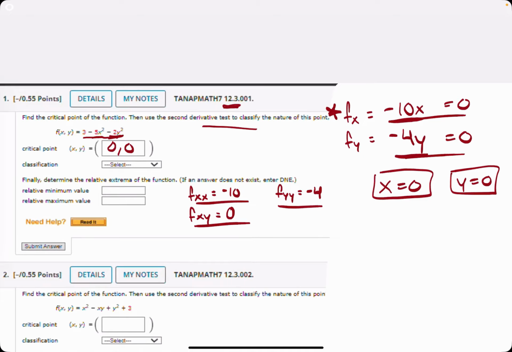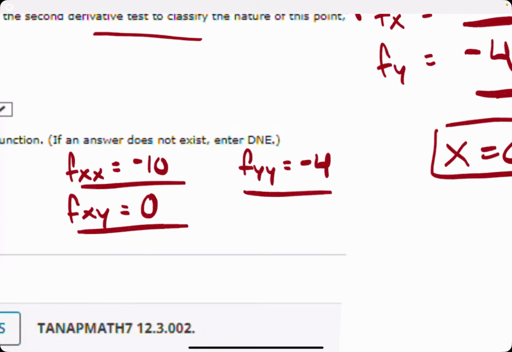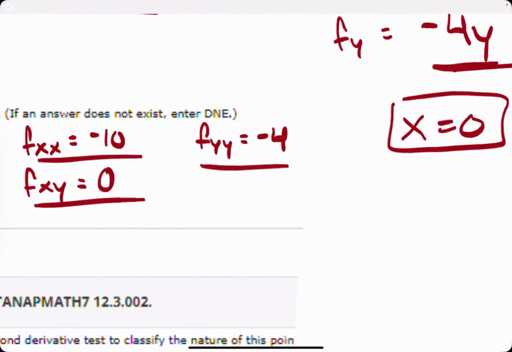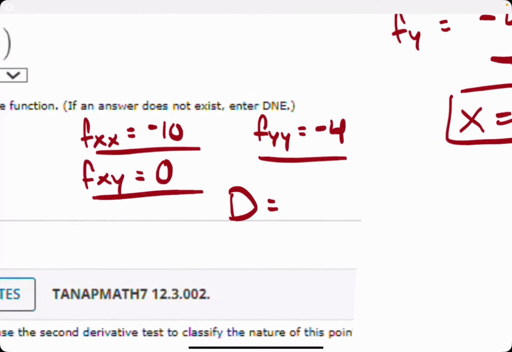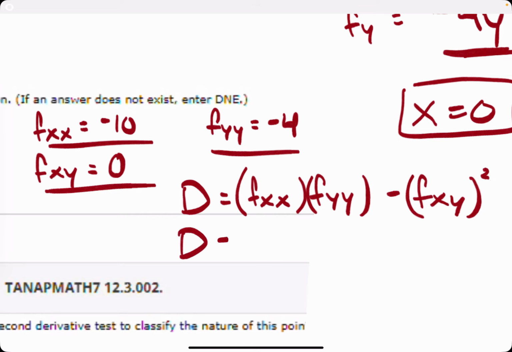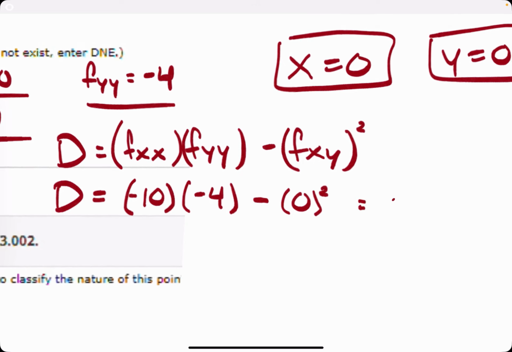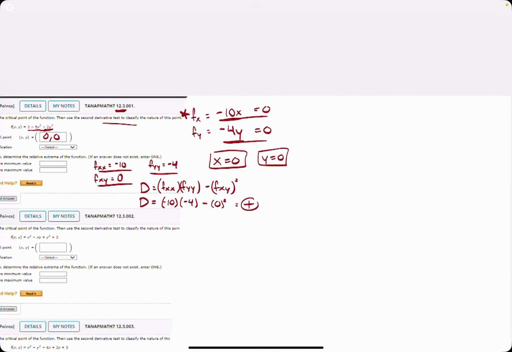Now, with these second derivative values, if we had a place to plug in x and y, we would plug in our ordered pair of 0, 0. But we do not. So we can just calculate what is known as d. We want to find the d value, which is found by doing fxx times fyy minus fxy squared. So we are going to do negative 10 times negative 4 minus 0 squared. Negative 10 times negative 4 is a positive 40.